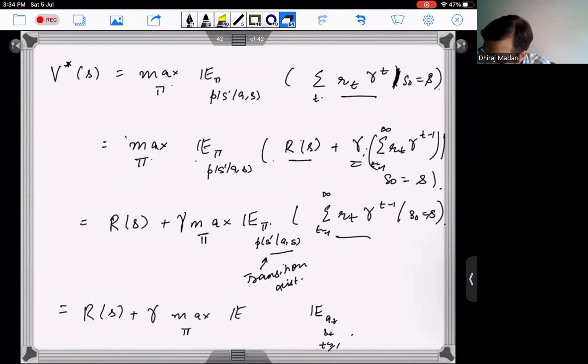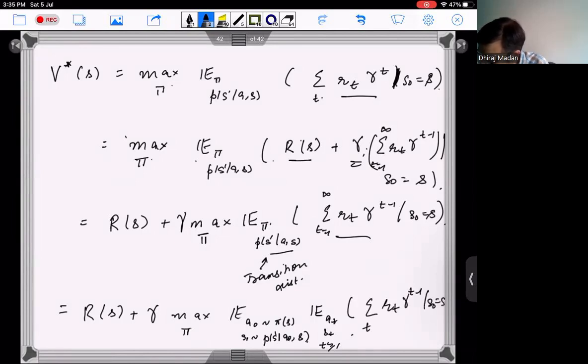And here essentially what I have is the expectation over A naught coming from pi of S, and S1 coming from P of S prime given A naught and S, of the sum of R_T gamma to the power T minus 1, given S naught equals S. Now I'm using the towering property of expectation. So this big expectation is essentially the expectation over A naught and S1, and the expectation over A_T and S_T for T greater than or equal to 1. But in the inner expectation, I'll also need to condition on A naught and S1. So let's say S1 is S prime, and A naught we actually won't need, because once you condition on S1, then A naught, S naught, everything is immaterial.